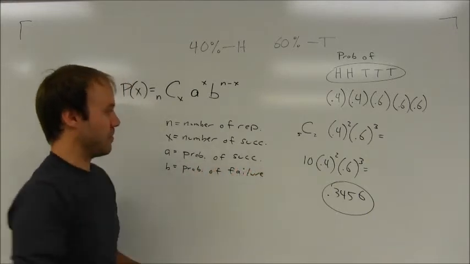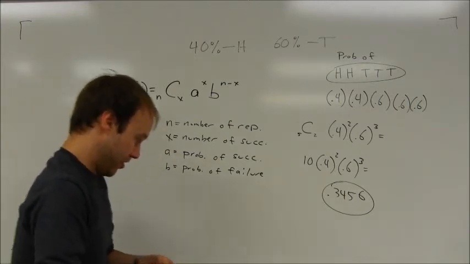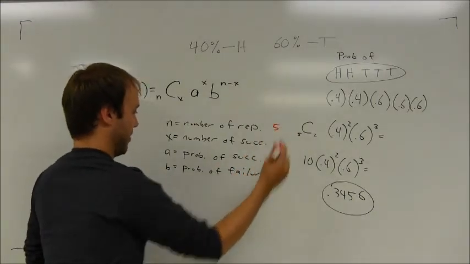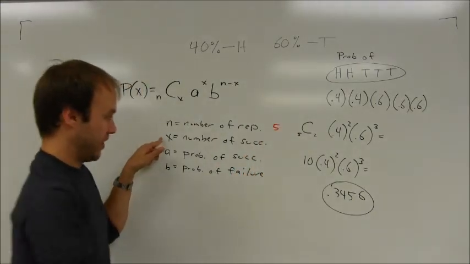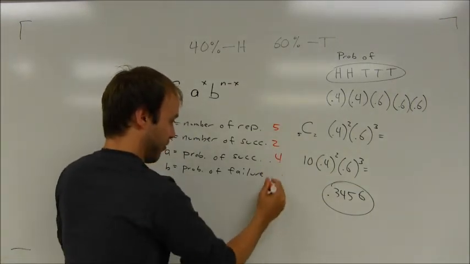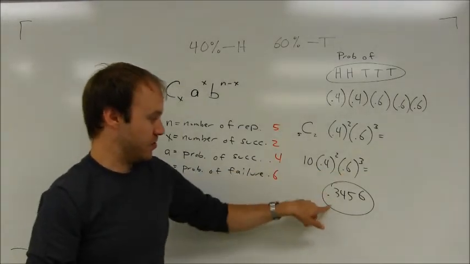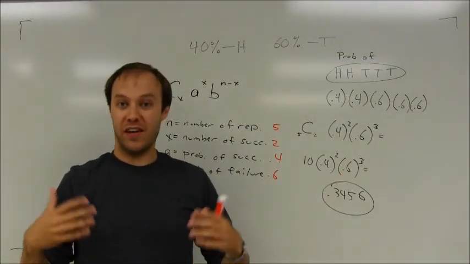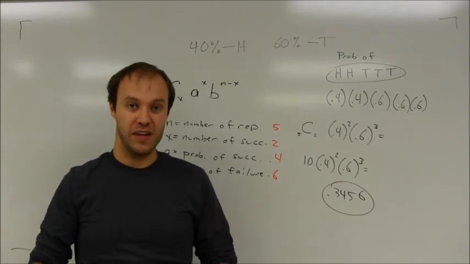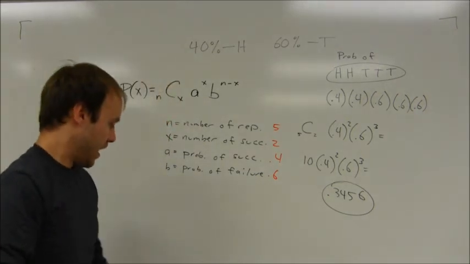So for the example problem I had over here, N would be 5 because I had 5 repetitions. X would be 2 because I want to have 2 successes. Probability of success was 0.4, probability of failure was 0.6, and you can see those numbers filled into the formula there. So very convenient, something that can be used in a lot of different situations when things start to get a little bit complicated to try to use more basic methods.